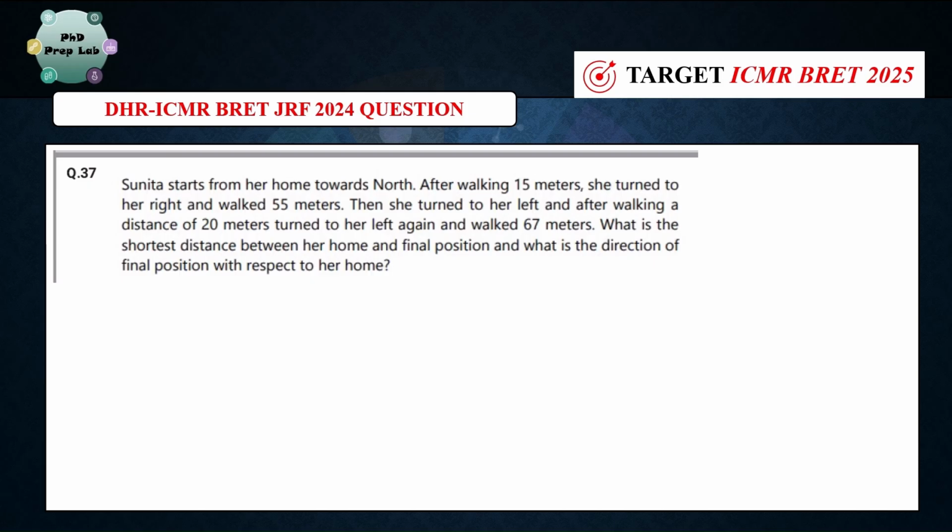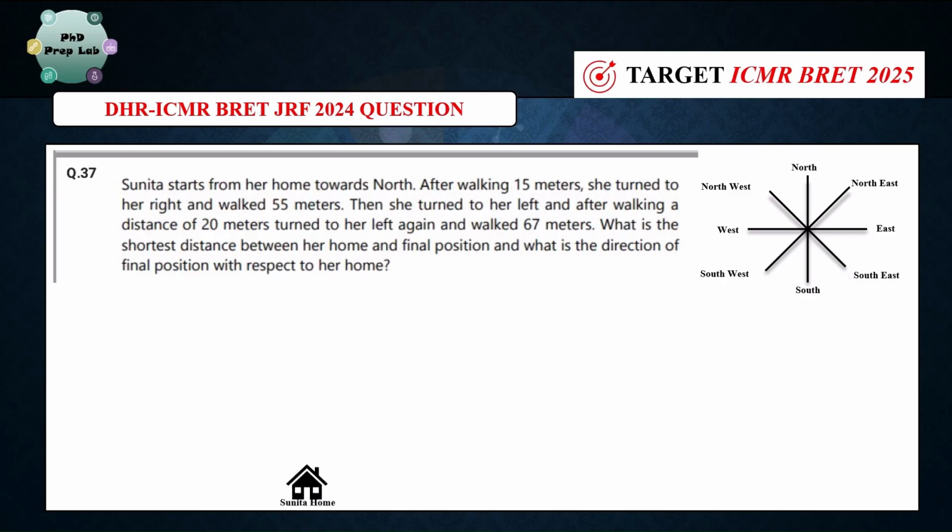This is the question that we saw on the first slide. This is the PYQ also. Sunita starts from her home towards north. Make a line quickly, make a center point, stretch it upwards 15 meter, mark it to the north. Then move to your right and mark it 55 meter. Make sure you use lines as they are mentioned: for 55 you use a longer line, and for 15 and 20 you use short lines.